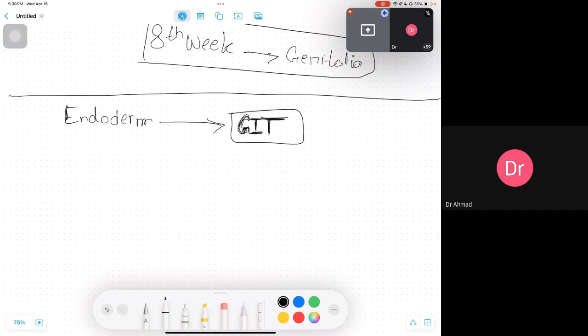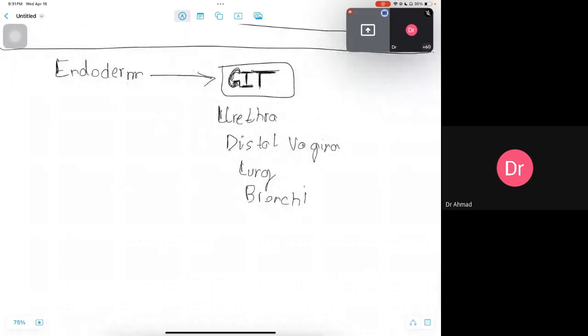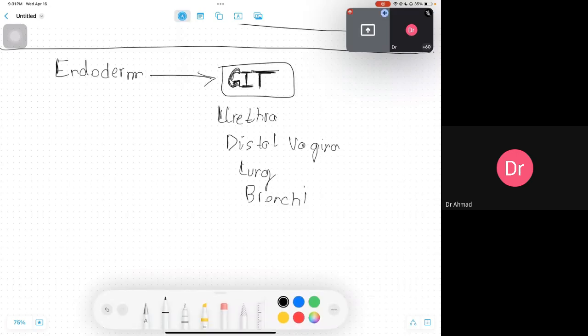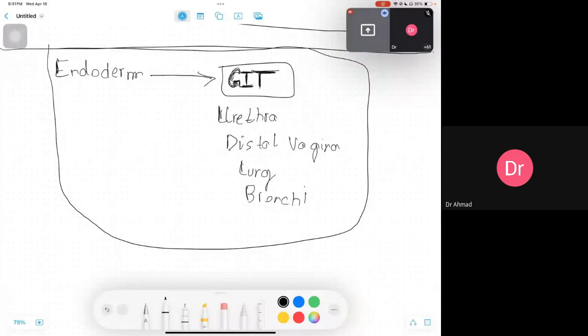Okay. So remember the GIT tract, the urethra. Again, the urethra is a tube. The distal vagina is a tube. The lung structures, the bronchi, the bronchioles, the alveoli, all of them are tubes. Any tubular structure, the gallbladder has ducts, the liver has ducts, the eustachian tube, the thymus has ducts. All of those things which have ducts or tubes will be formed by endoderm. That is a very simple way of remembering what will be formed by endoderm.